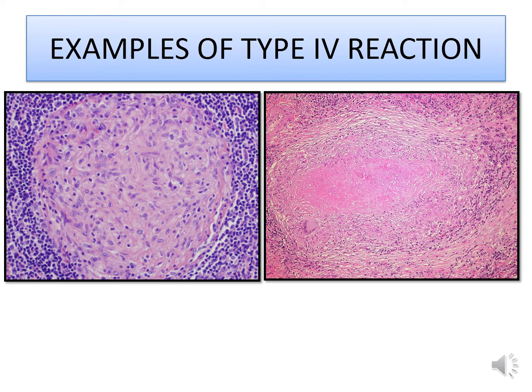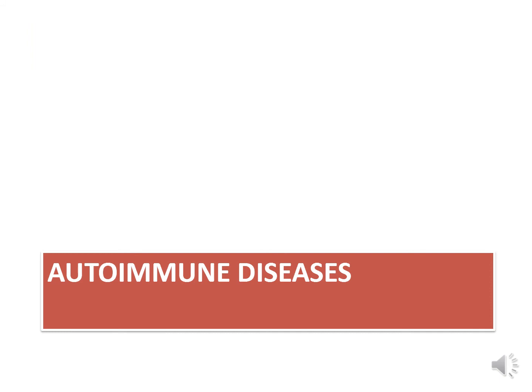Here you see examples of type 4 reaction, granuloma formation. On the right picture we see tuberculosis, a tubercular granuloma with caseous necrosis in the center, epithelioid cells on the periphery, lymphocytes, and specific Pirogov-Langhans cells. On the left picture we see sarcoidosis, also a granuloma formation.